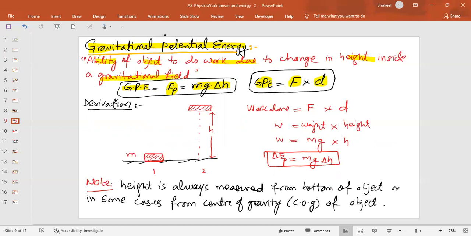So let's say we have to derive this whole GPE is mgh. Let's say this is a mass m placed on the ground, and then you lift that up to height h. So the work done is equivalent to force into distance, and in this case, when you move an object vertically up, the force is equal to the weight of the object, and distance is equal to the height gained. So weight is mg and height is h. So that's how we can say in a simpler way that change in GPE is equal to mgh. Well, there's an important thing. Height is always measured from the bottom of the object. Well, as you see in this diagram, it is measured from the bottom of the object, or in some cases from the center of gravity of the object.